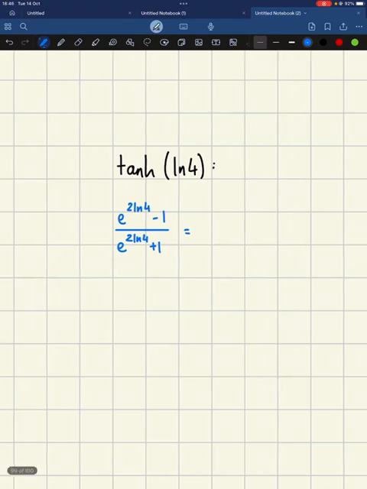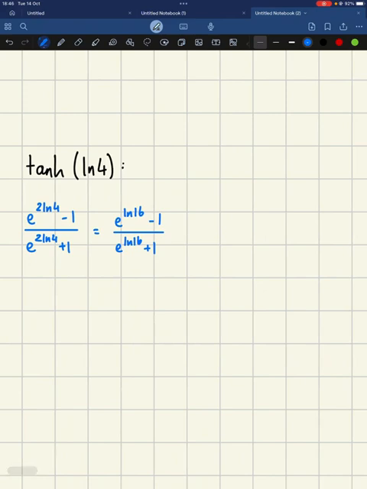And this doesn't really need a calculator because we can use our properties of e and ln. Well, first let's simplify the logarithm. So 2 ln 4 is ln of 4 squared, which is ln of 16. So what we can do is this is e to the ln 16 minus 1 over e to the ln 16 plus 1.